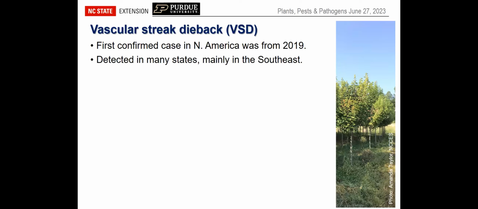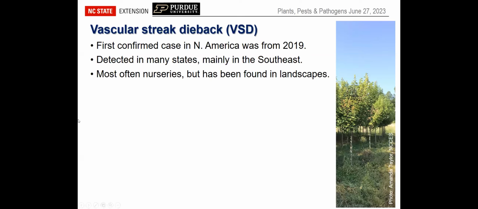After that first find, it started showing up in other places, mainly here in the Southeast. And it's most often found in nurseries, but it has been found in some landscapes. Most of those are cases where the tree was recently transplanted from the nursery. Although we only had one case, not counting the one here on campus this year, and that was from a home landscape where the tree had been planted 3 years prior, I believe. So there's a bit of a question of how long can a tree be infected before it starts showing symptoms.